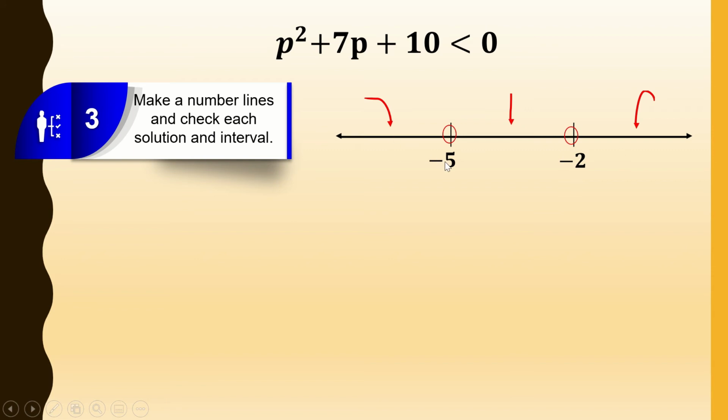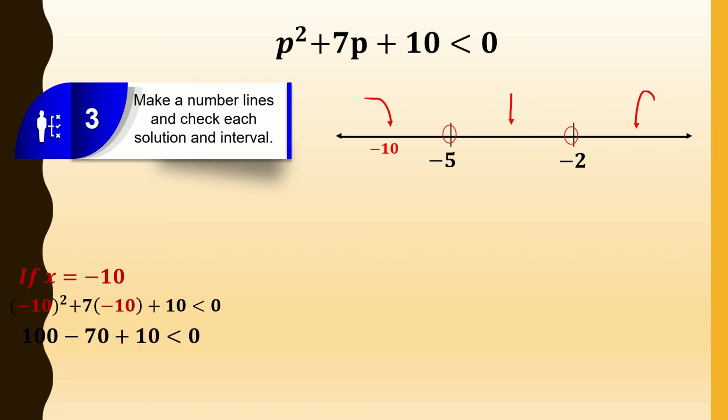So for now, I'll be choosing negative 10. Let's substitute negative 10 into our inequality. We have the square of negative 10 plus 7 times negative 10 plus 10 is less than 0. Simplifying that, we have 100 minus 70 plus 10 is less than 0. 100 minus 70 is equal to 30, plus 10 is equal to 40. Therefore, numbers between negative 5 up to negative infinity are not included.